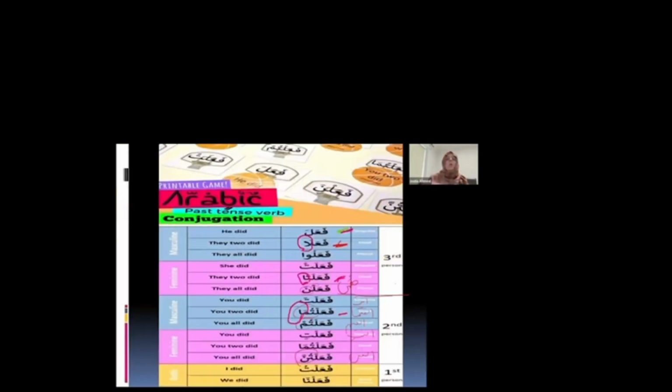Now we're going to look at the whole. Now we're going to bring the feminine as well, okay? I'm bringing the feminine and dual now. So here we go. Fa'ala, he did. Now in order to make a dual, I'm just going to add extra alif. Fa'ala, a little bit long when you're reciting it. They two did. Fa'alu.